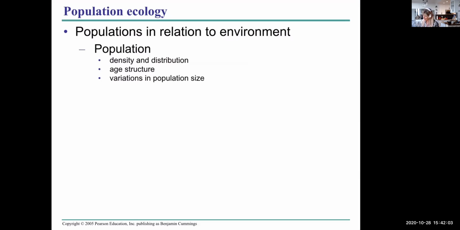So we look at such things as density and distribution, age structure, and variations in population size. Some populations, for example, have a high number of young individuals and a low number of older individuals. And some populations are the opposite. And you can see that when we look at our population pyramids. We'll look at human populations in different countries and what that looks like.